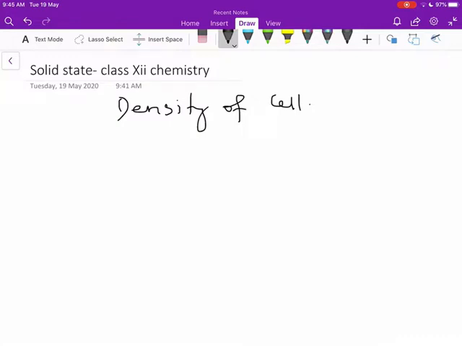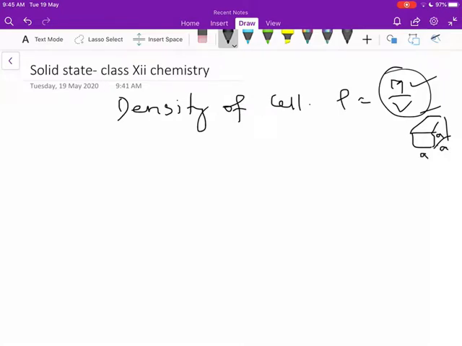Now you know that in lower classes you have learned that density is equal to mass by volume. So if I am taking density as rho, it is equal to mass by volume. But for a unit cell, considering that our unit cell is cubical, if the side of the cube is A, all three sides are A, so the volume of a cube is A cube.